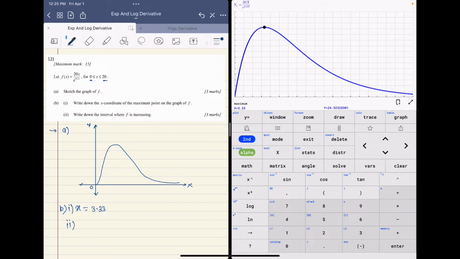Second, write down the interval where f is increasing. I can see before the maxima the graph is increasing, after the maxima the graph is decreasing. I know the lower limit is 0. I know the maximum x value is 3.33. So I will say increasing is happening between 0 including, and x is less than 3.33. Do not include the maximum point, because at the maxima the function is not increasing, the function becomes stable. Why am I including 0? Because you can see that at 0 the graph is increasing.